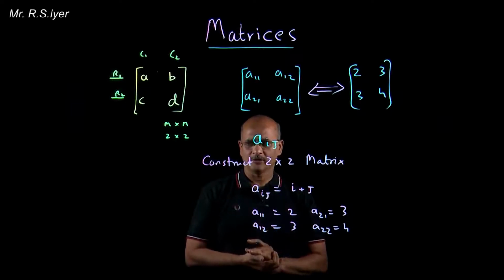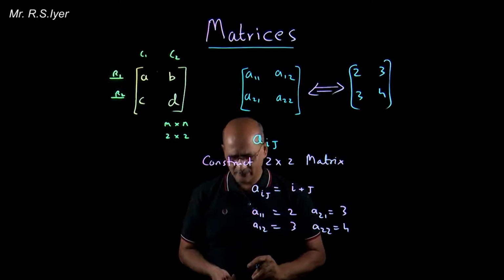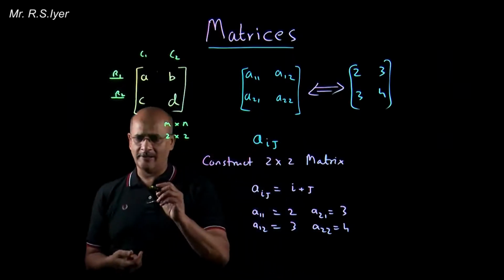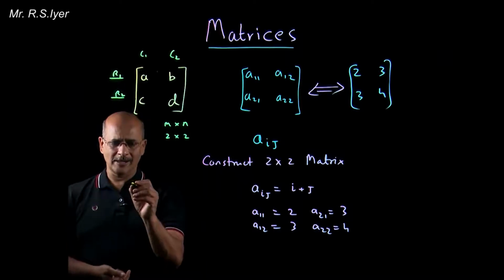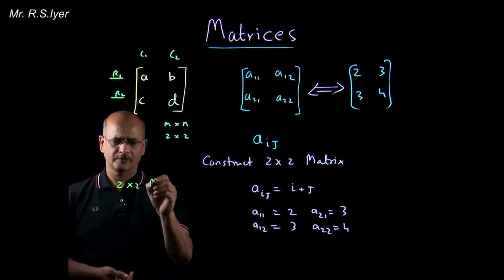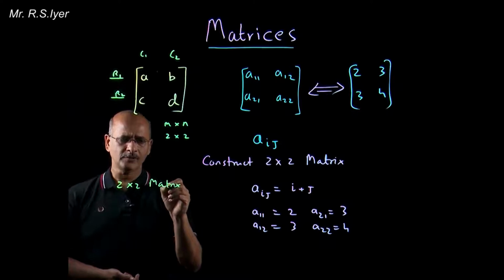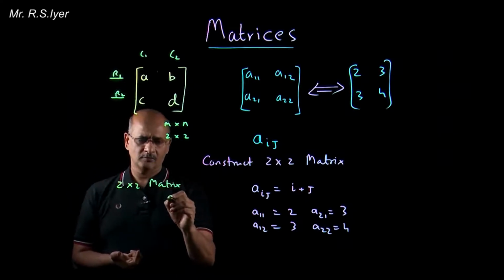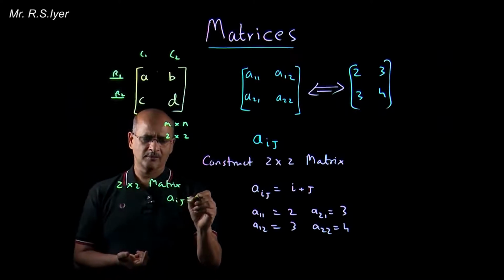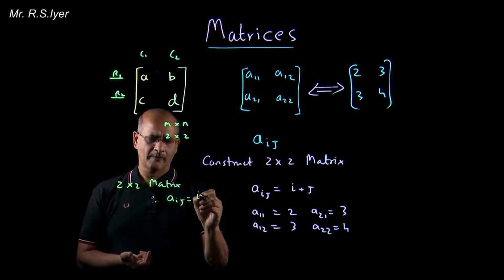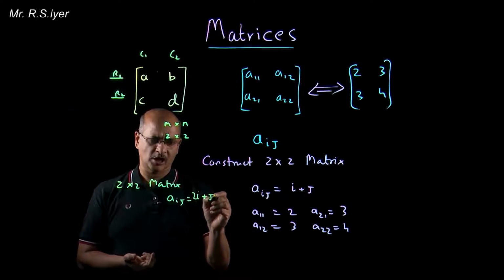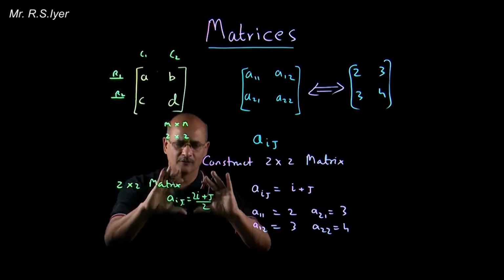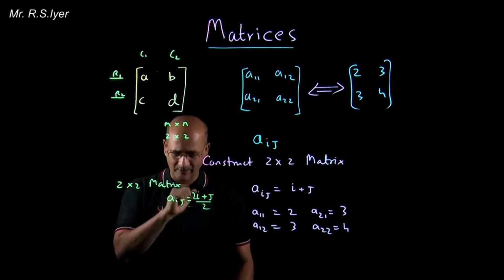I hope you got this point clear. Let me take one more example so that you get an idea of what I mean. Suppose I say construct a 2 by 2 matrix in such a way that Aij is nothing but (2i plus j) upon 2. I am just taking a pattern, a formula here, to find the elements.